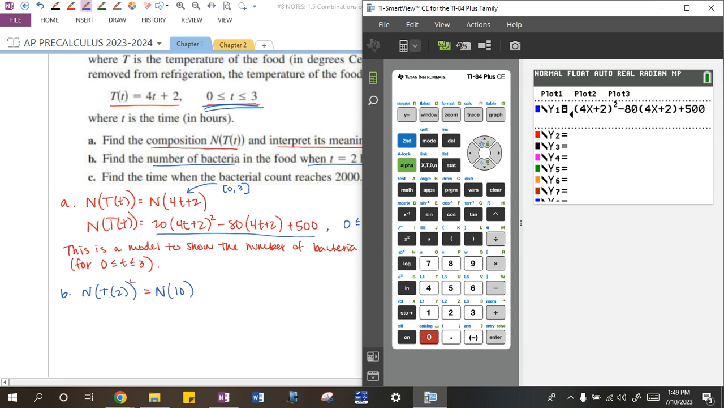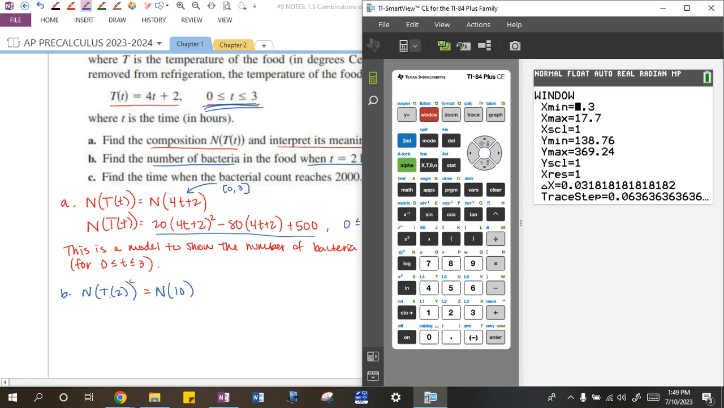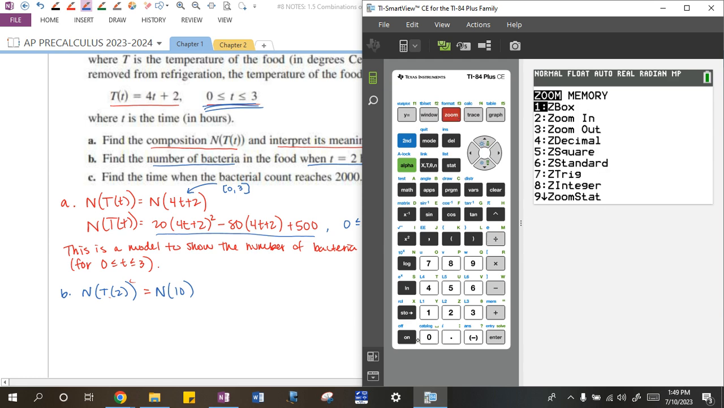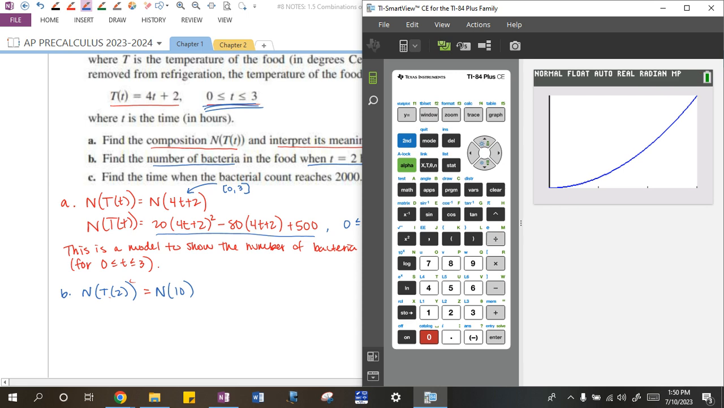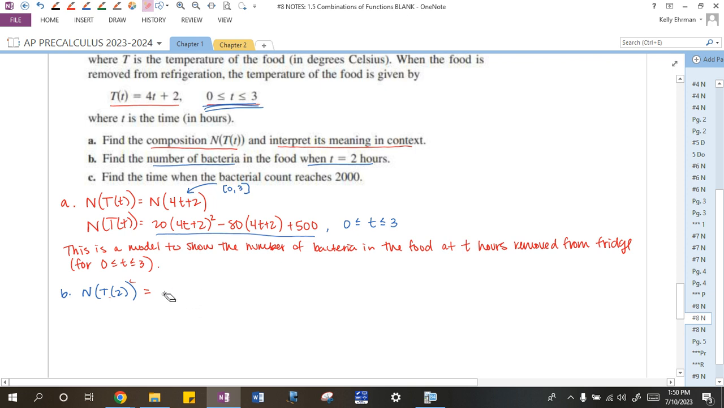Okay, and I don't really need to graph this. I can. Why don't we just graph it because we're going to have to down the road. The window should be 0 to 3. And then we're going to zoom fit, which is option 0. Here's the function. We want to find N when t equals 2. So, sorry, not N of 10. I want to find N of T of 2.